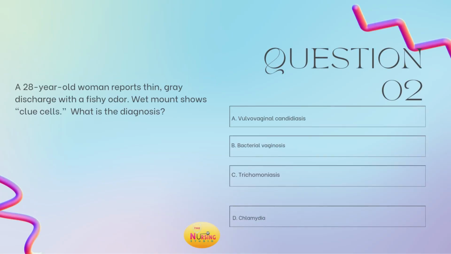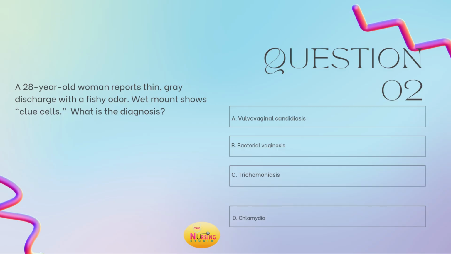All right, question number two. A 28-year-old woman reports thin gray discharge with fishy odor. Wet mount shows clue cells. What is this diagnosis? Is it A, vulvovaginal candidiasis? Is it B, bacterial vaginosis? Is it C, trichomonas? Or is it D, chlamydia? Take a moment and tell me what you got.